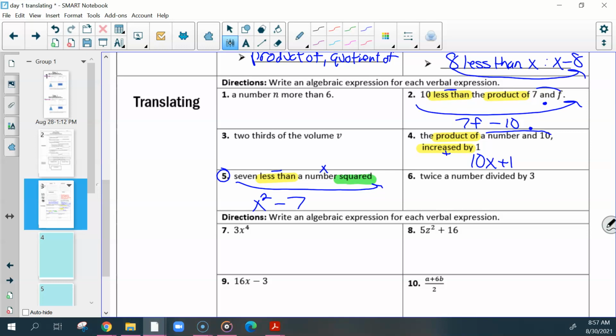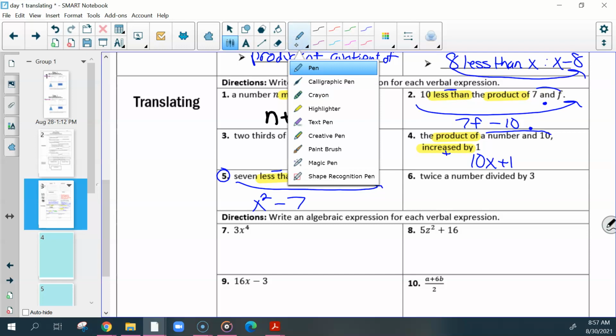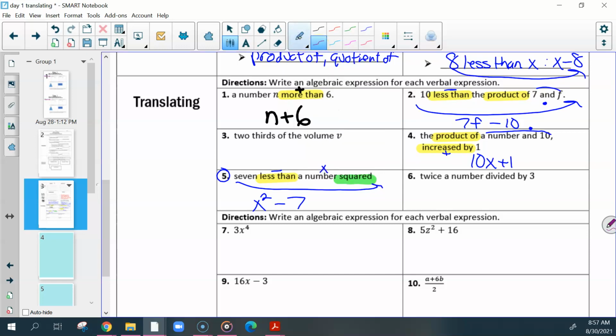Plus 6. And 6. And plus 6, yes. So here it says more than, which means adding. That's all you have to do. For number 3, this one you guys might have different things. So I'm trying to get different numbers.